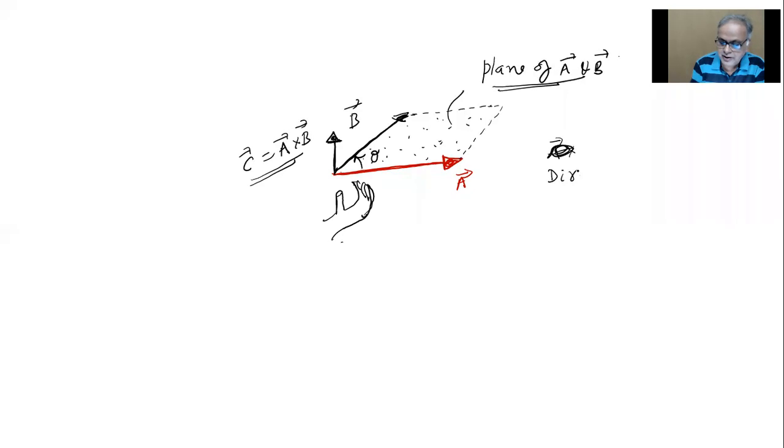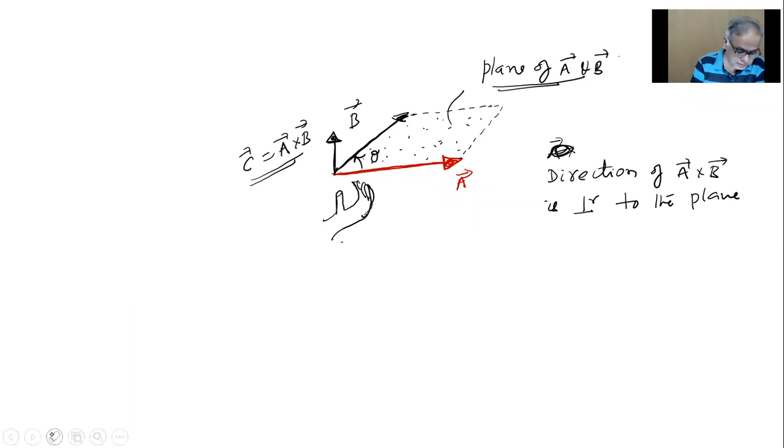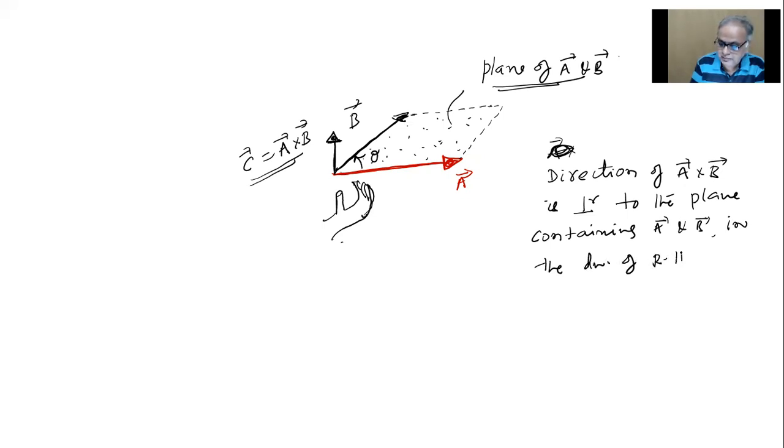I'm going to write things here. Direction of A cross B is perpendicular to the plane containing A and B, perpendicular to the plane containing vectors A and B, in the direction of the right hand thumb, when the four fingers of the right hand are stretched along A and then turned towards B.